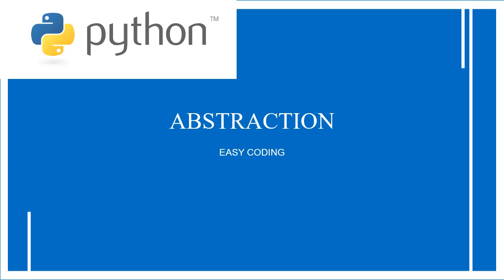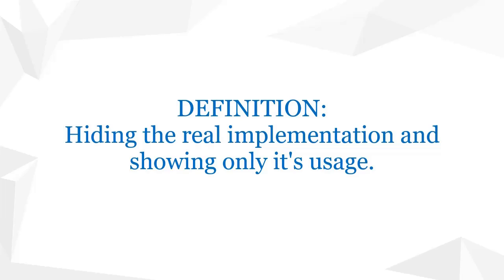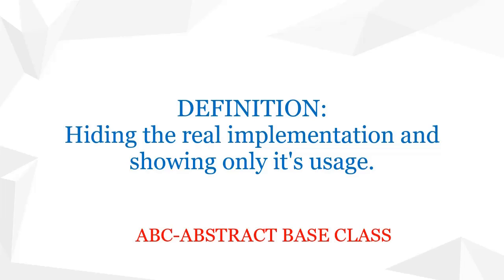Today we shall discuss the next concept in object-oriented programming, abstraction. First of all, abstraction is about hiding the real implementation of the class and showing only its usage. Python does not actually support abstraction by default, but we have a module called ABC, which stands for abstract base class, to support abstraction for Python classes. So without any delay, let us get into our PyCharm and start learning about abstraction practically.